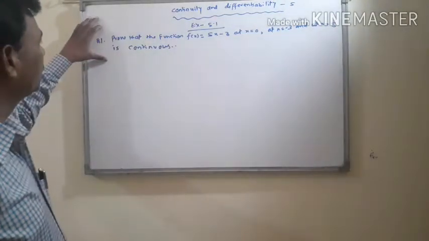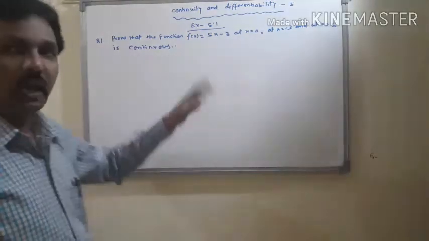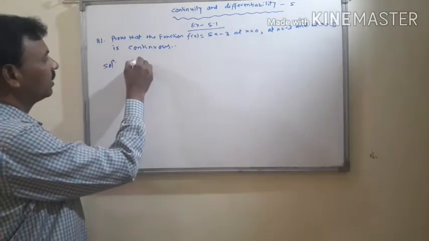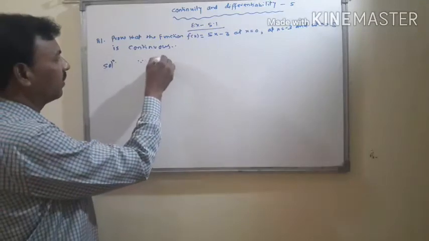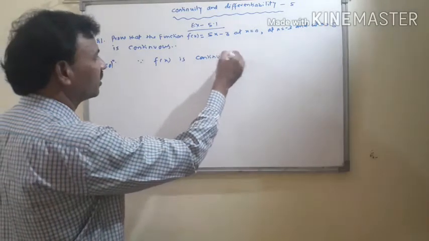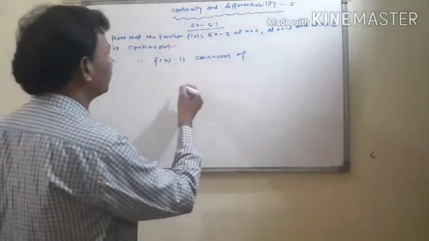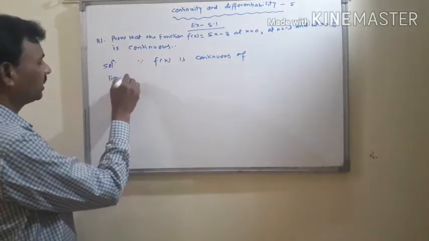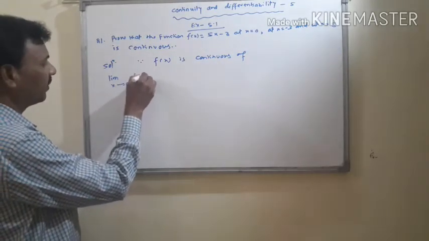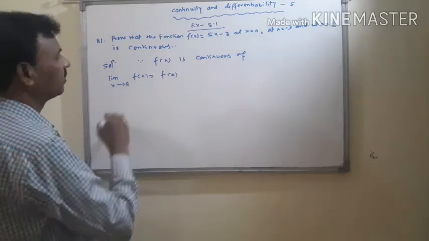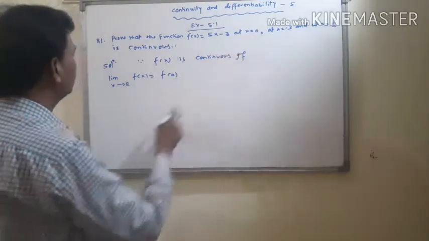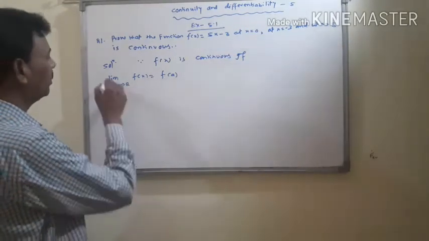Now we are going to solve this question. As you know, any function f of x is continuous if limit x tends to a, f of x equal to f of a.